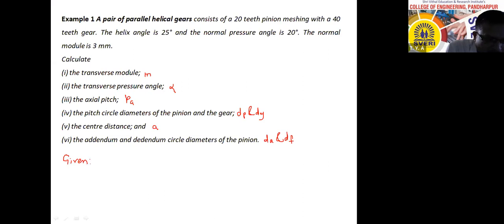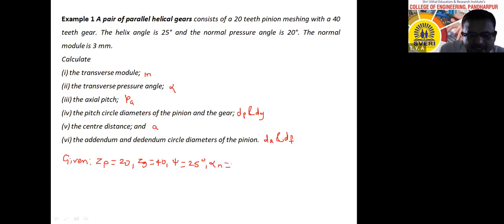Given: ZP is equal to 20. ZG is equal to 40. Helix angle is nothing but psi, 25 degree. Normal pressure angle means alpha n, 20 degree. Normal module Mn is equal to 3 mm. Now the first value they have told us to calculate is the transverse module M.